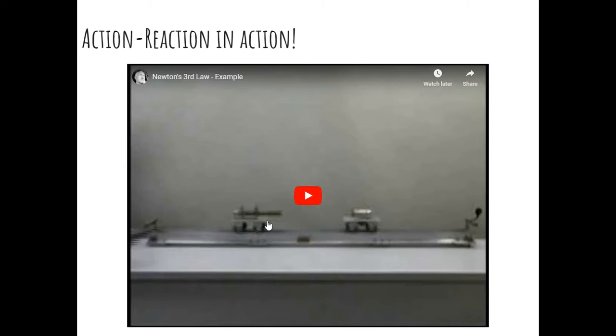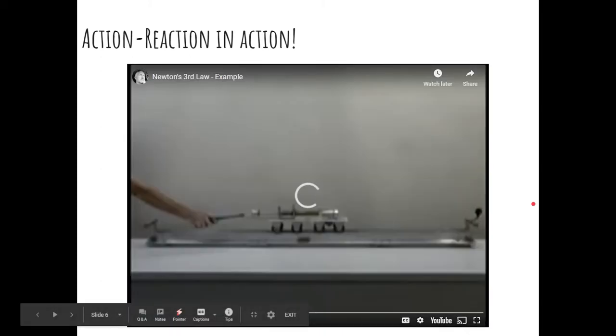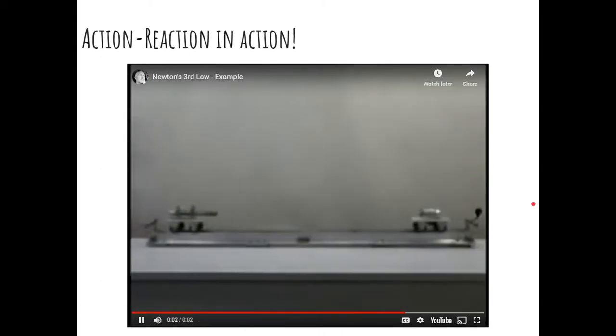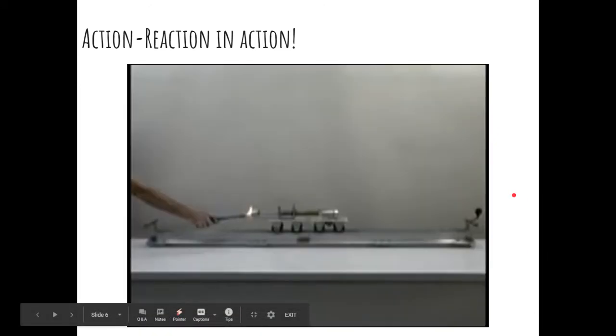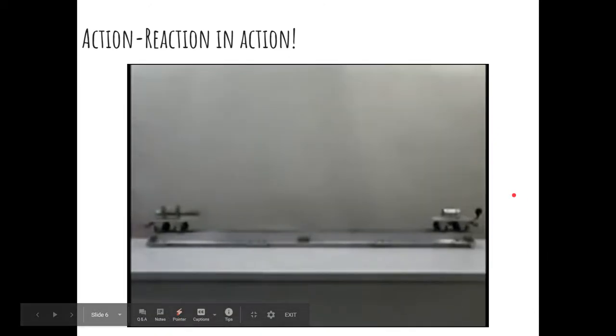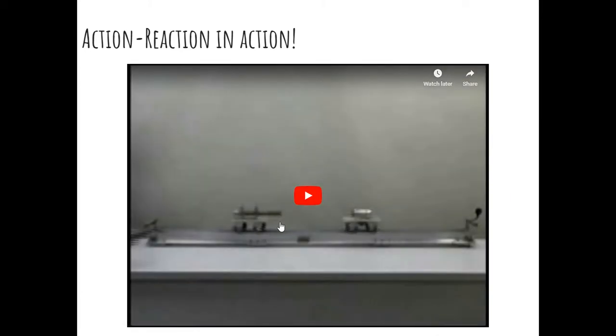Now we know that when it pushes the cart, this one experiences the force of this piston. But Newton's third law says that there's an equal and opposite reaction force, which means that even though this piston pushed on this cart, this cart pushed back with the exact same amount of force. Let's watch. Exactly what you thought would happen.